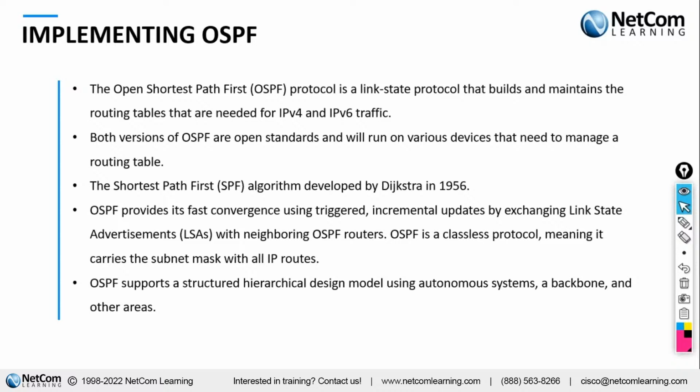Let's see, I have 3 locations: Chicago, Toronto, New York. So the Toronto-based router provides link state advertisements to the Chicago-based router, and the Chicago-based router provides link state advertisements to the Toronto-based router, and the Toronto-based router shares this information with the Houston-based router. So we have 3 branches. So everybody is basically synchronized through link state advertisements, okay? And that protocol builds and maintains the routing table that is needed for IPv4 and IPv6 traffic.